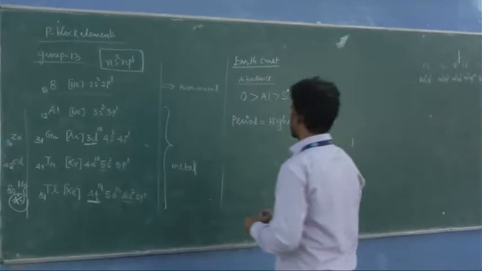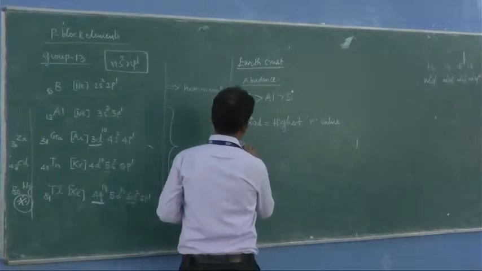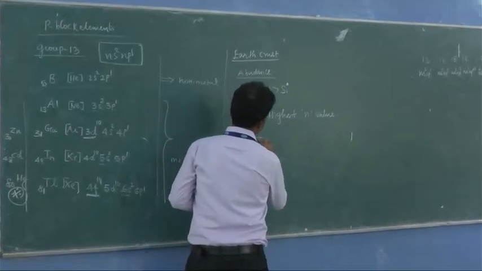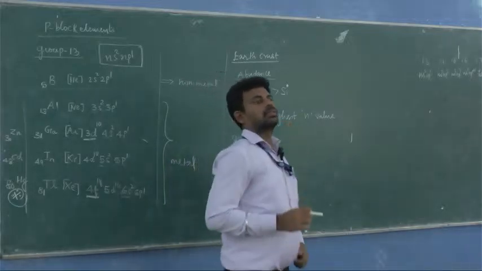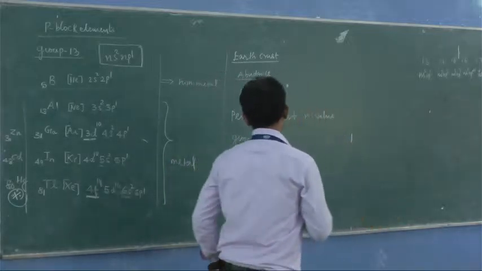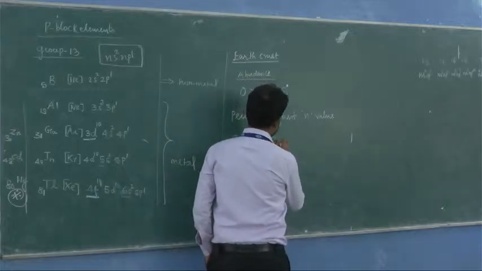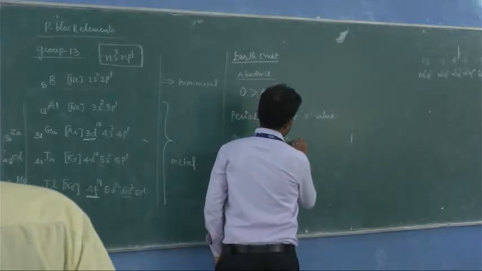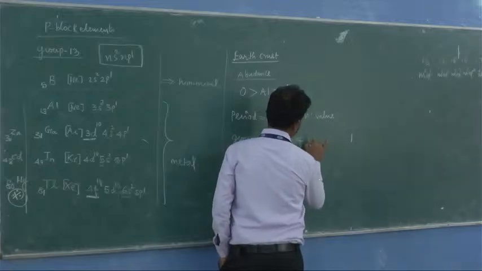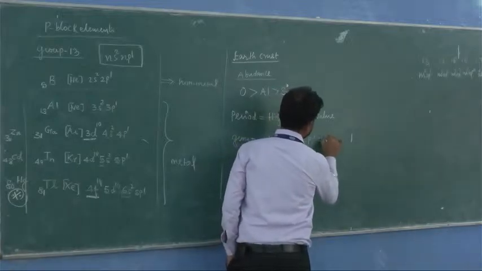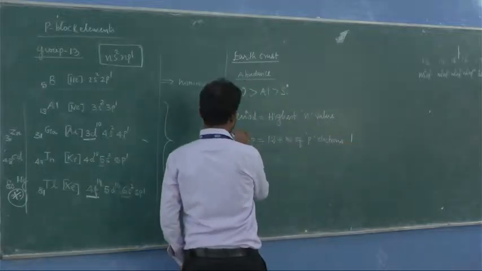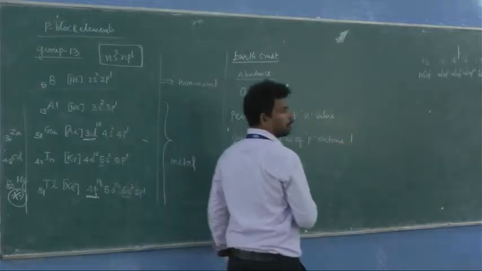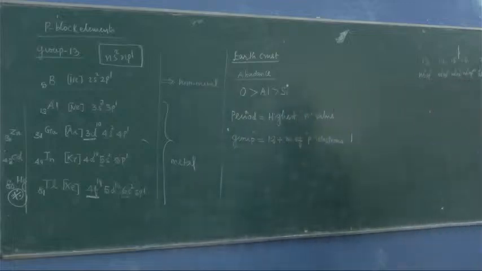Similarly, if you want to calculate the group, what is the formula for p block elements? It is 12 plus the number of p electrons. This is only for p block elements. When we calculate the group for p block elements, what is the formula? 12 plus the number of p electrons.